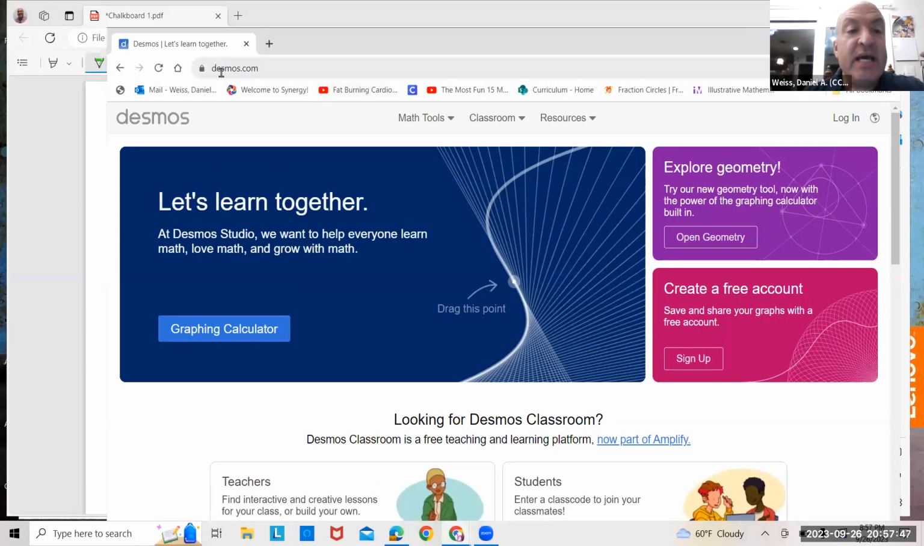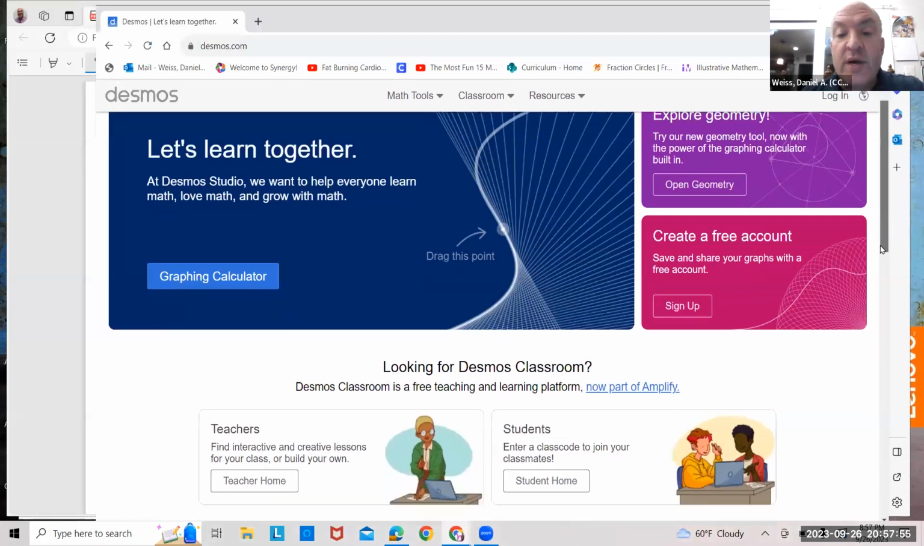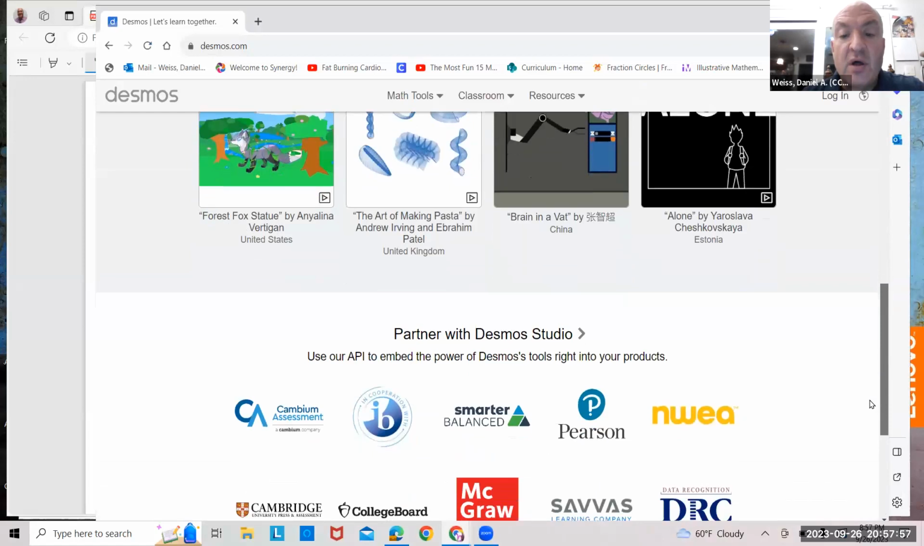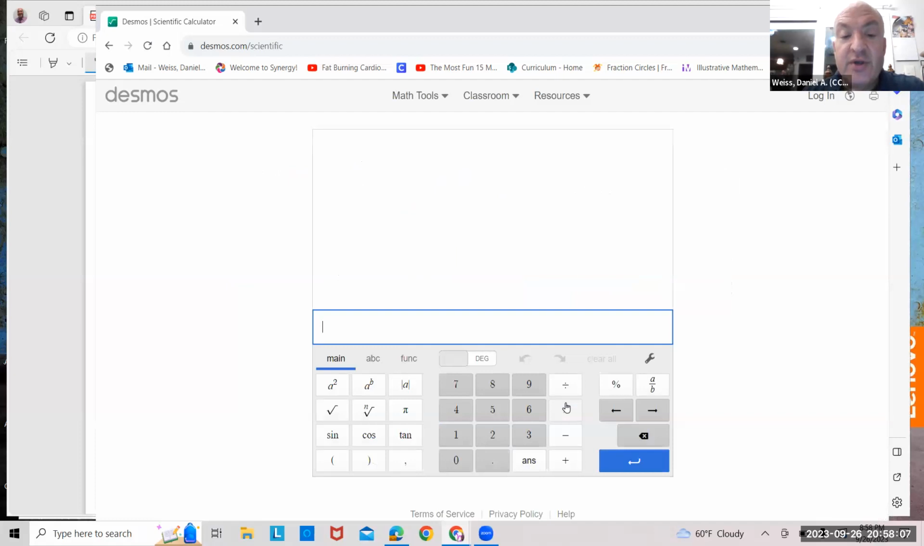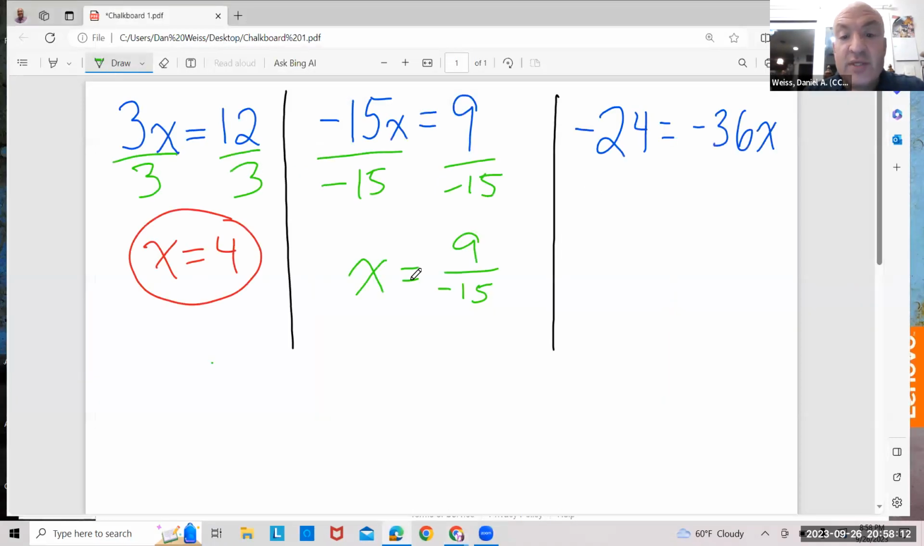Desmos.com. And when you go to Desmos.com, I want you to scroll all the way to the bottom. And you see here where it says scientific calculator. I want you to click on scientific calculator. Now, what was the problem? The problem was 9 over negative 15.